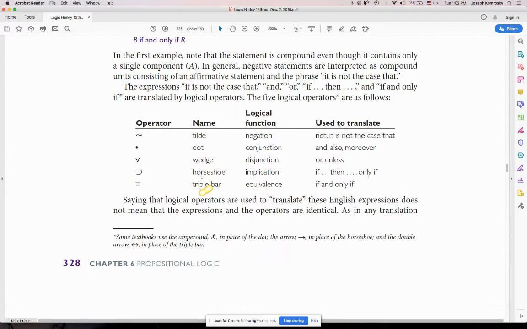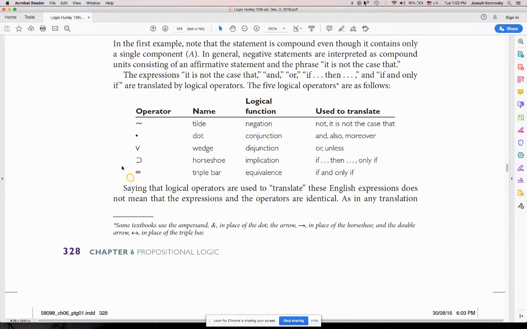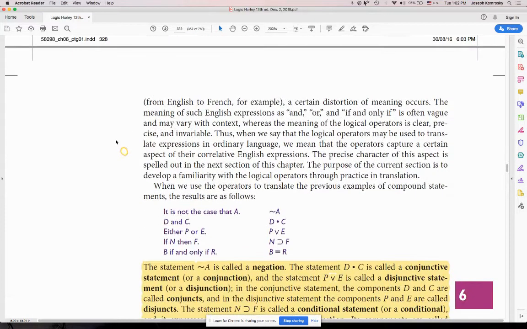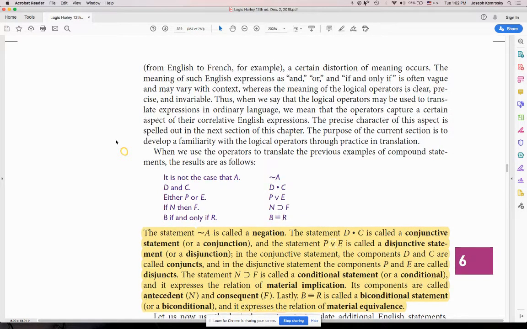Why do I say triple bar? Because that's the name of this symbol. This one's a horseshoe. This one's a wedge. This one's a dot. This one's a tilde. Now we'll get into each one individually, okay? Seems like a lot, but it'll get easier.